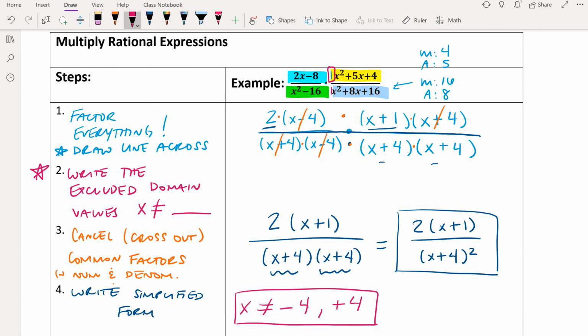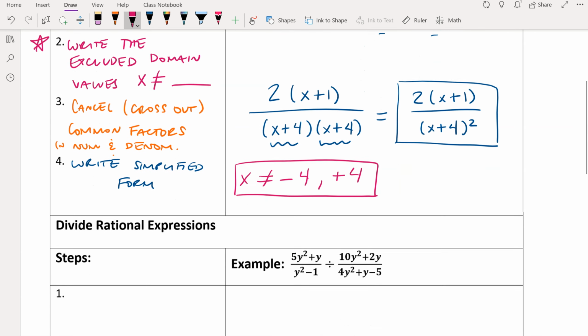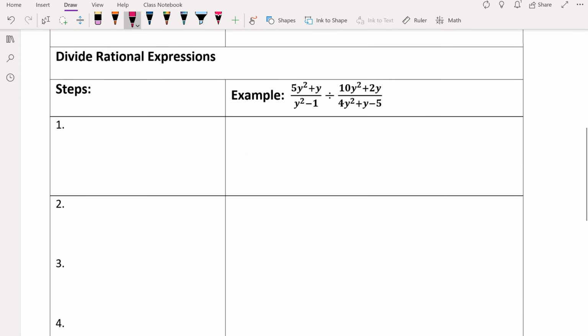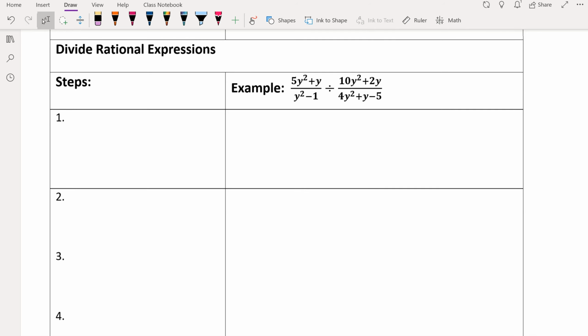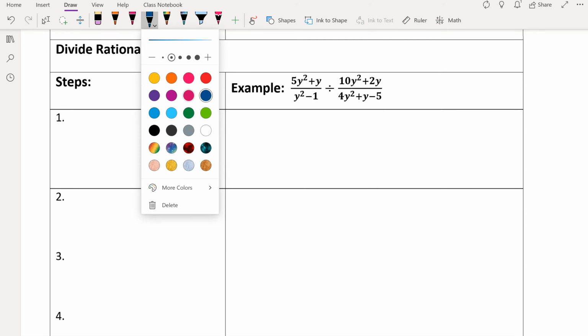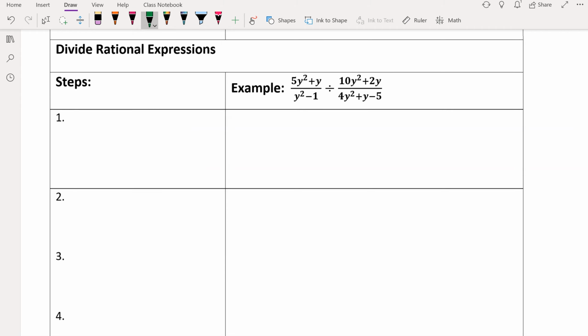Okay, now let's go into dividing rationals, which actually is very, very similar to multiplying. So divide rational expressions. There's only one different step. So let's go ahead and go over that step. When you're dividing fractions, you could say you multiply by the reciprocal. That's your first step. Multiply by the reciprocal. Okay, that's like fancy math language. So you may have called it copy dot flip or keep flip change.